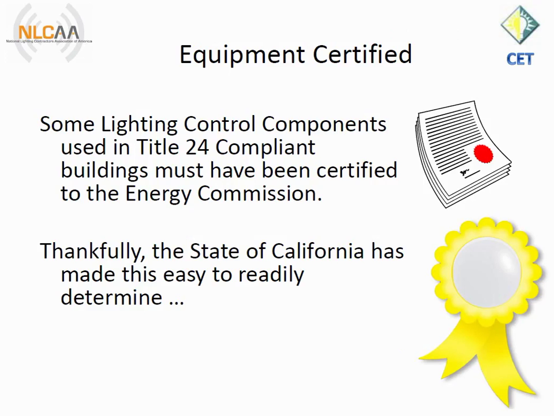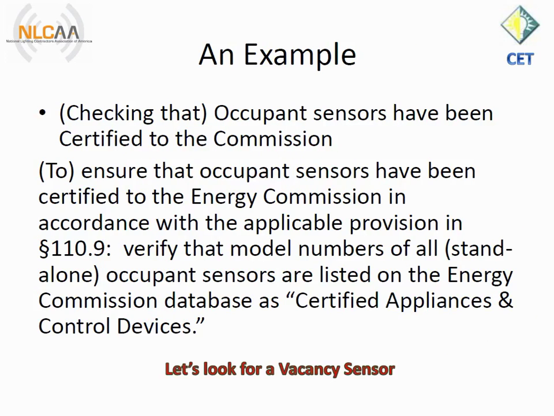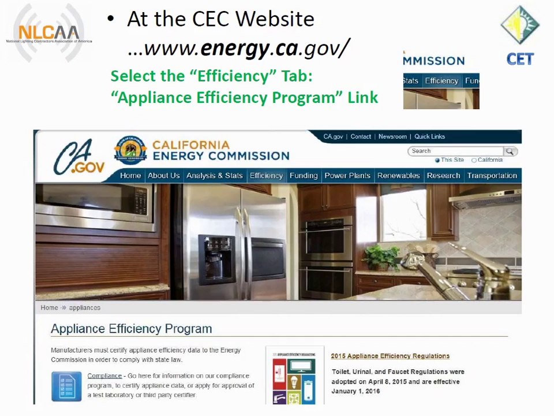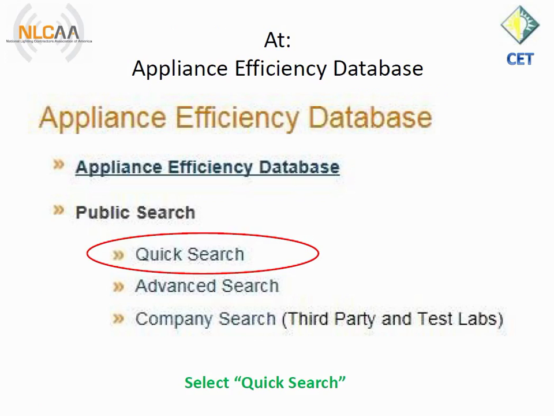Let's see if we can find a link to the Appliance Efficiency database here. You should be able to find it. And let's see how the new database search tool works. Let's look at our same vacancy sensor. Yes, we'll try our previous example over again. Select the Appliance Efficiency tab and select the Appliance Efficiency Program link. We'll be making a public quick search. So select that.